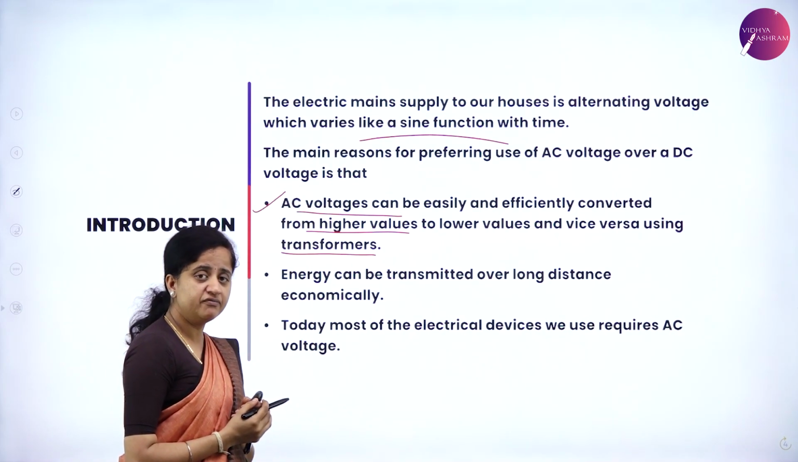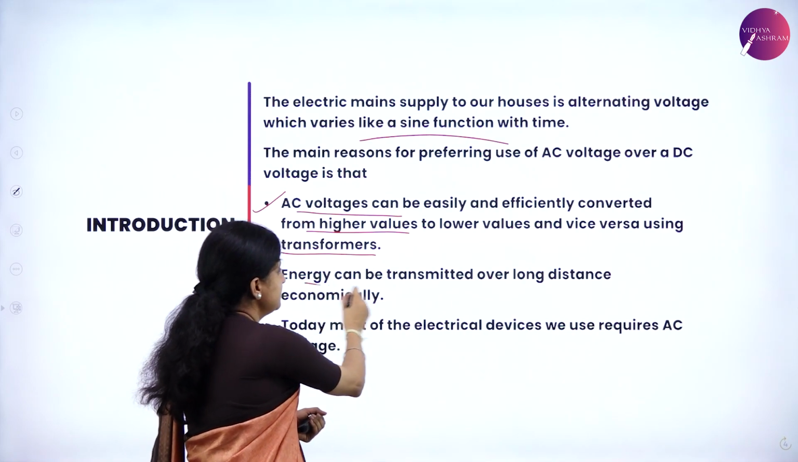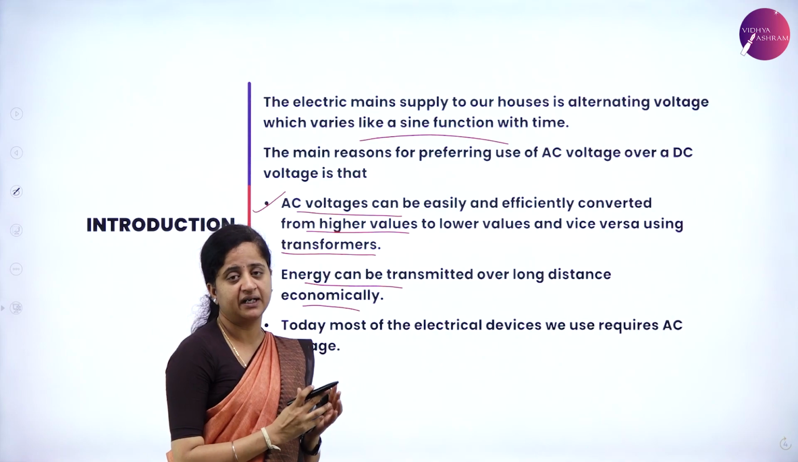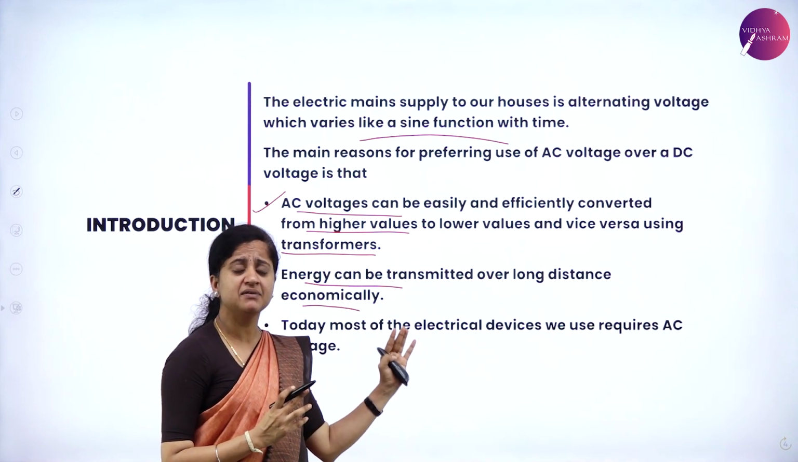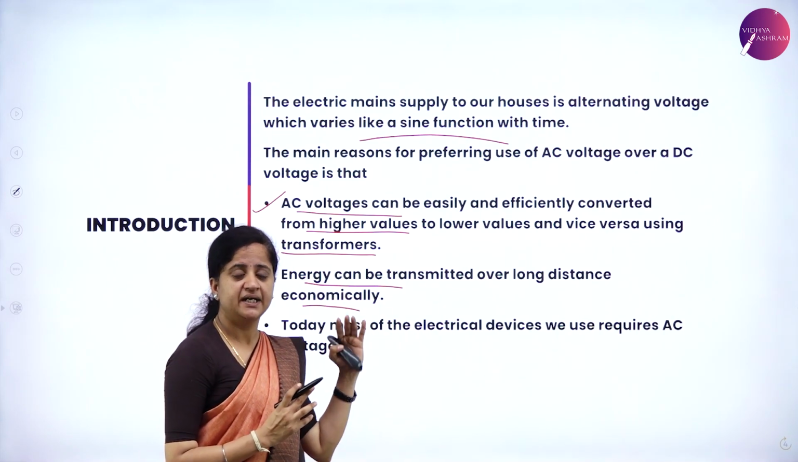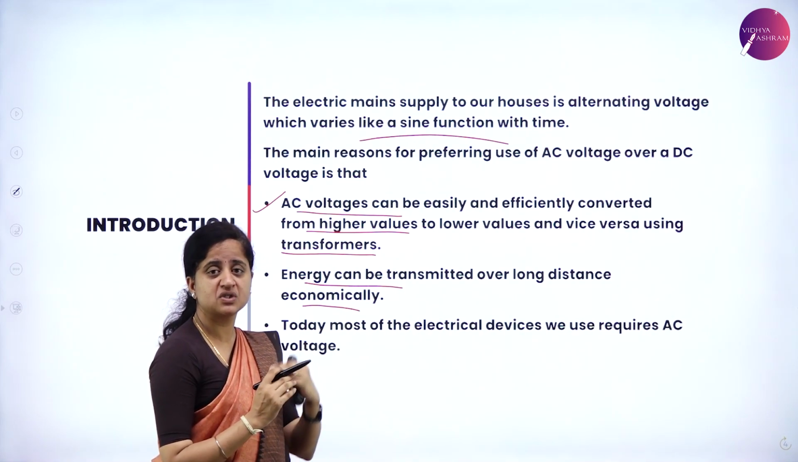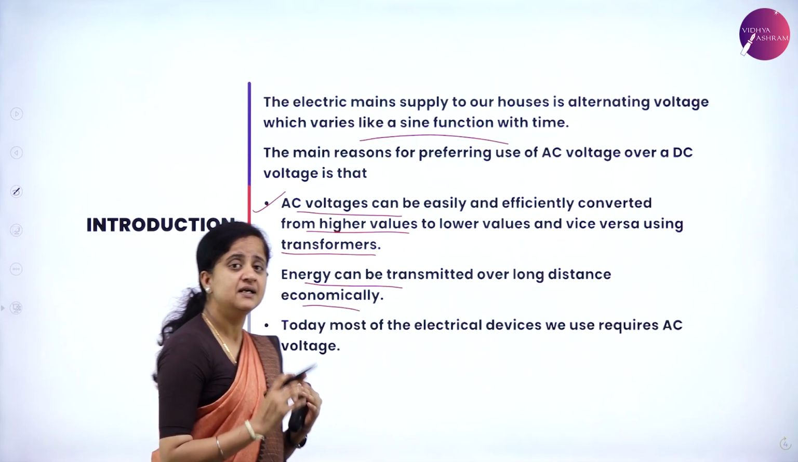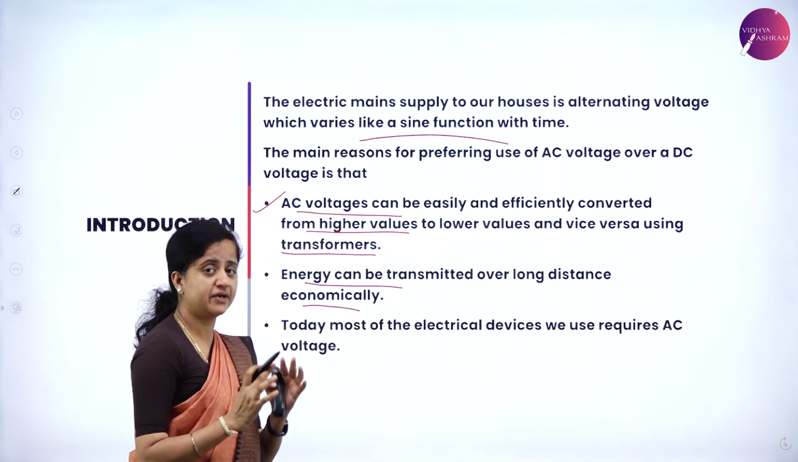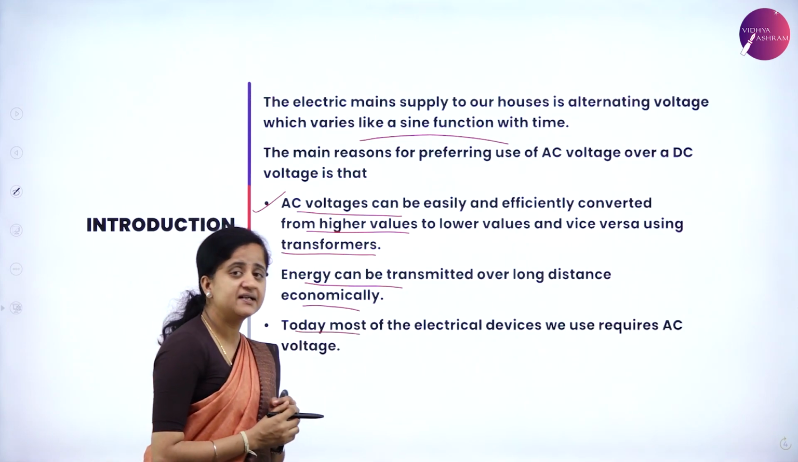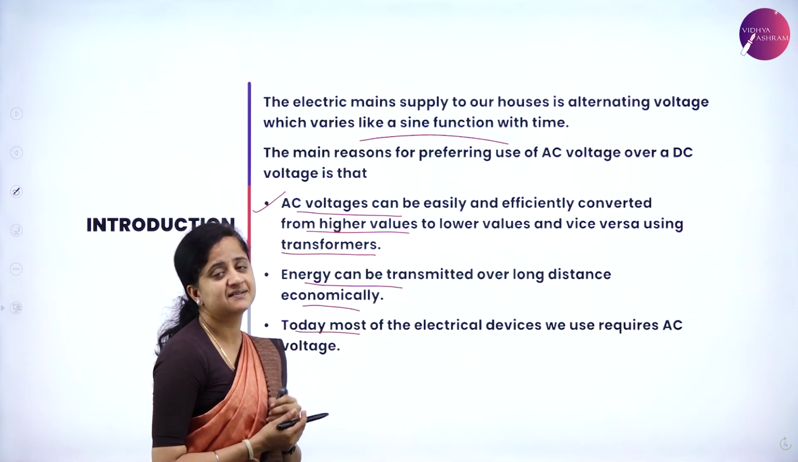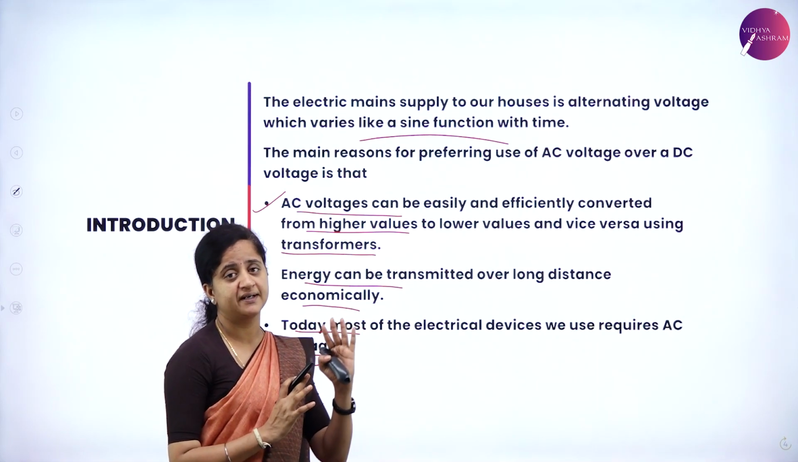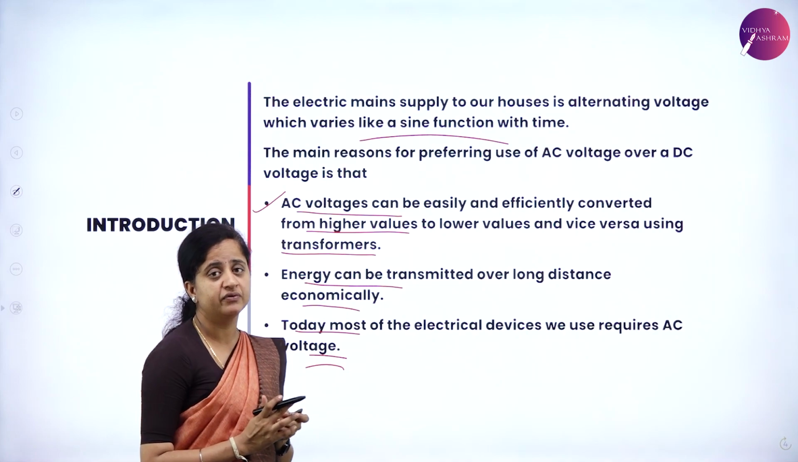So it can be easily varied with the help of transformers, and that is one of the reasons to prefer AC instead of DC. So energy can be transmitted over long distance economically. It is even cost effective. So economical parameters will also matter in transferring the voltages from one place to another place. And today most of the electrical devices we use require AC voltages. So these are some of the important reasons for preferring AC over DC.